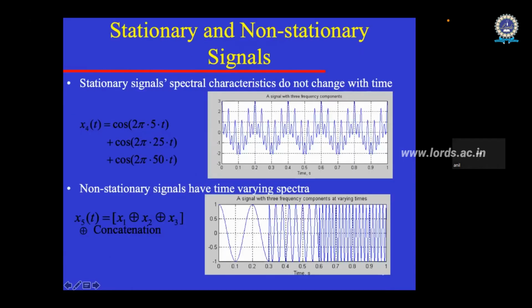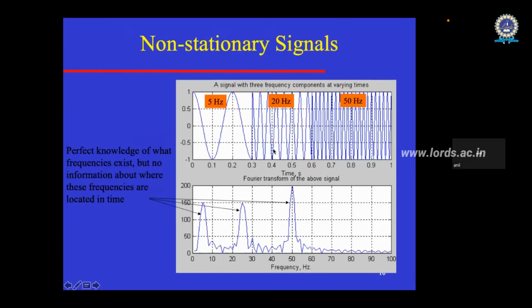But if you see here, these are non-stationary signals, because first sometime 5 Hz is there, sometime 20 Hz. If I take the signal at 0.1, I have only 5 Hz, no other frequency. If I see at 0.5, I have only 20 Hz. If I see at 0.8, I have only 50 Hz. So this is not a stationary signal. This is a non-stationary signal. That means signal characteristics change with time.